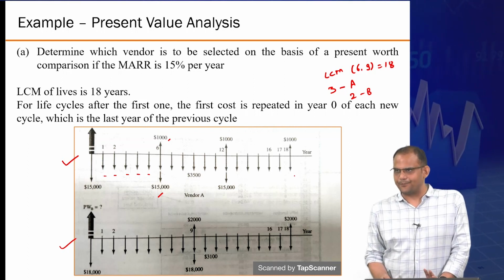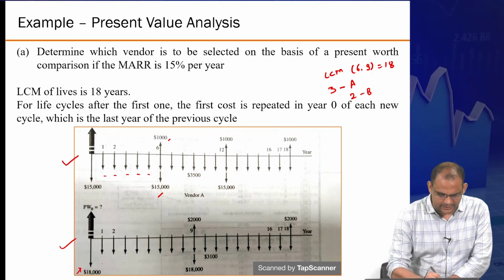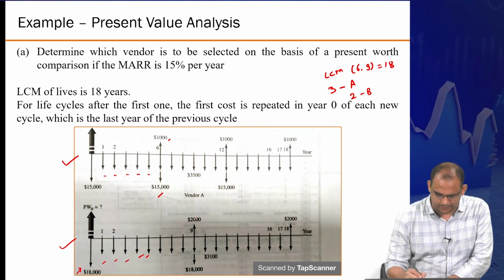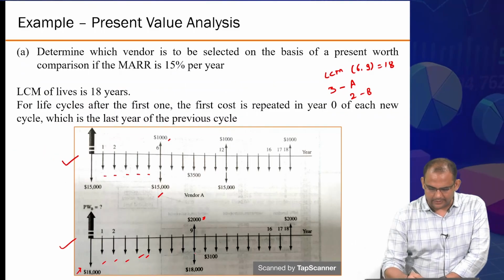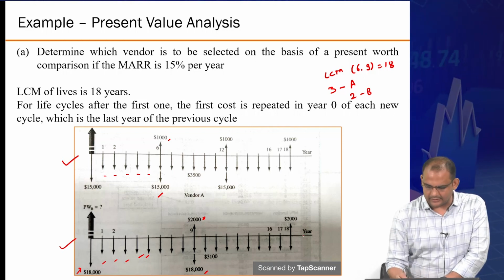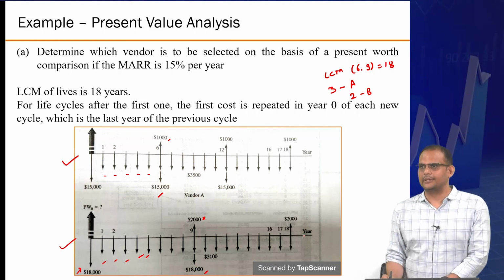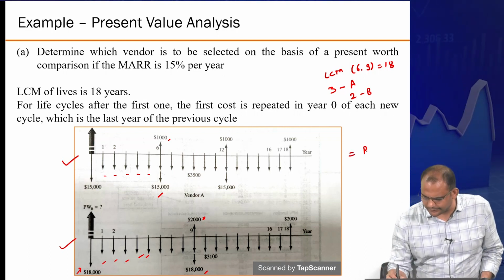Making sense? Alternative B, 18,000 at the beginning. This A amount is given to be there. $2,000 is your salvage value. Comes here. Again an $18,000 investment at the end of year 9 and the cycle continues. Making sense? Give me the present worth of both.